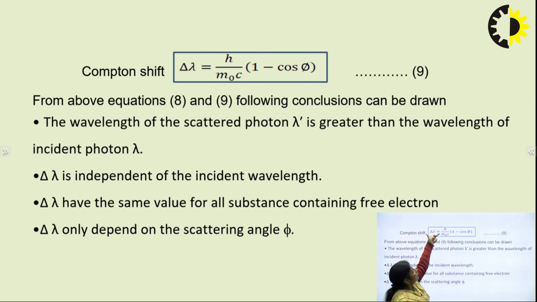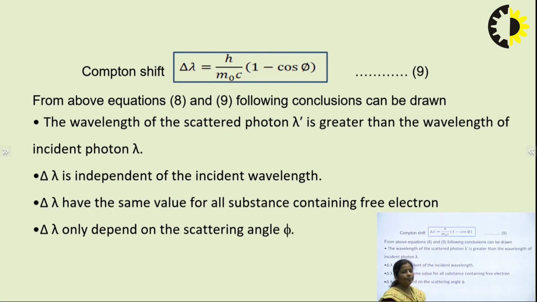It is saying this because delta lambda depends on h, and h is the Planck's constant. It is constant, so it will have the same value for all. m naught is the rest mass of the free electrons. So if free electrons are present in a material, it will have the same value.